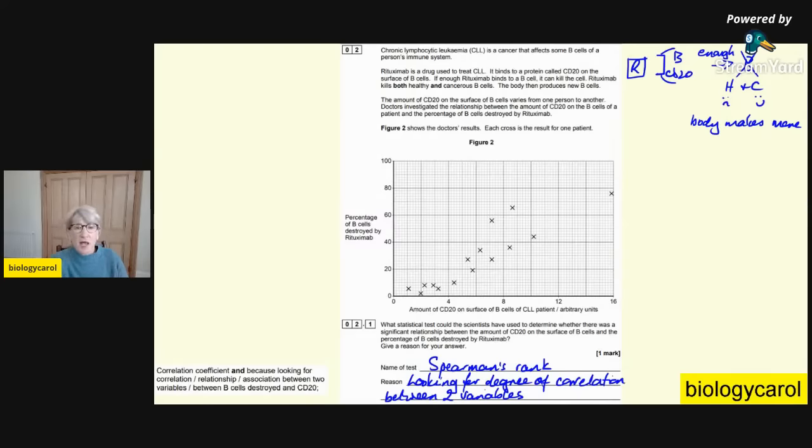I hope that helps, Harriet. I hope that gives you some pointers anyway. Let's move on. Oh, so yes, the notes here say that they're allowed to accept either Pearson's or Spearman rank. So that was fine.